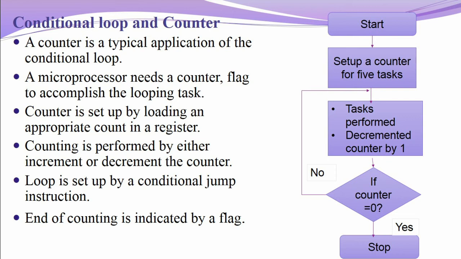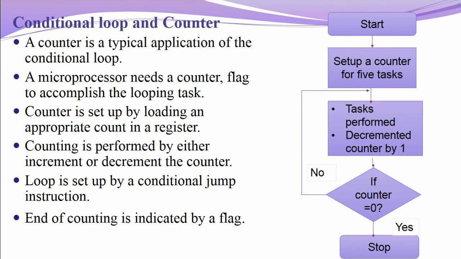A counter is set up by loading an appropriate count in a register. Then, counting is performed by either incrementing or decrementing the counter. Next, the loop is set up by a conditional jump instruction. End of counting is indicated by a flag. It is easier to count down to 0 than to count up, because the zero flag is set when the register becomes 0.